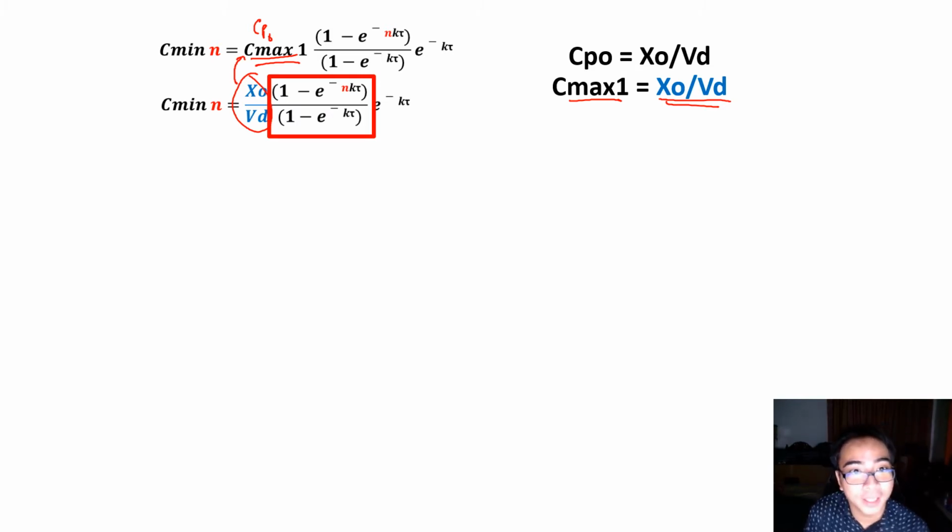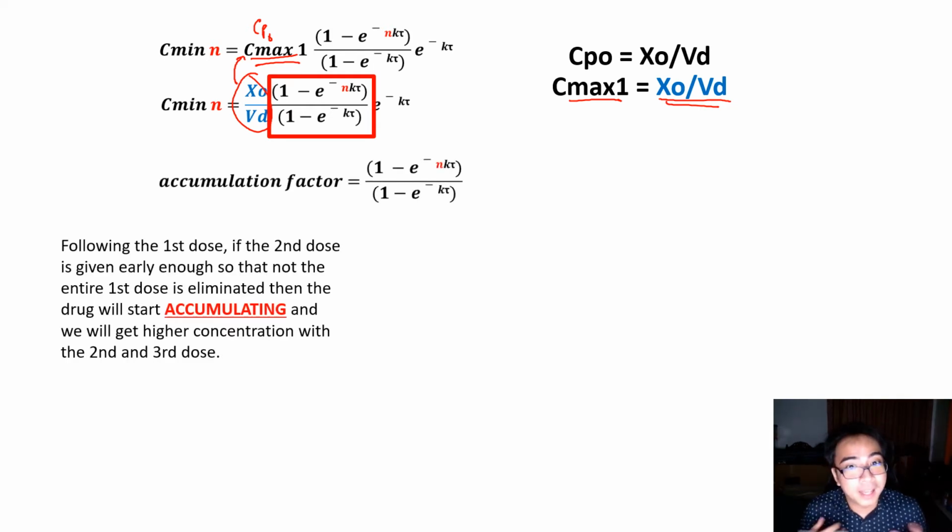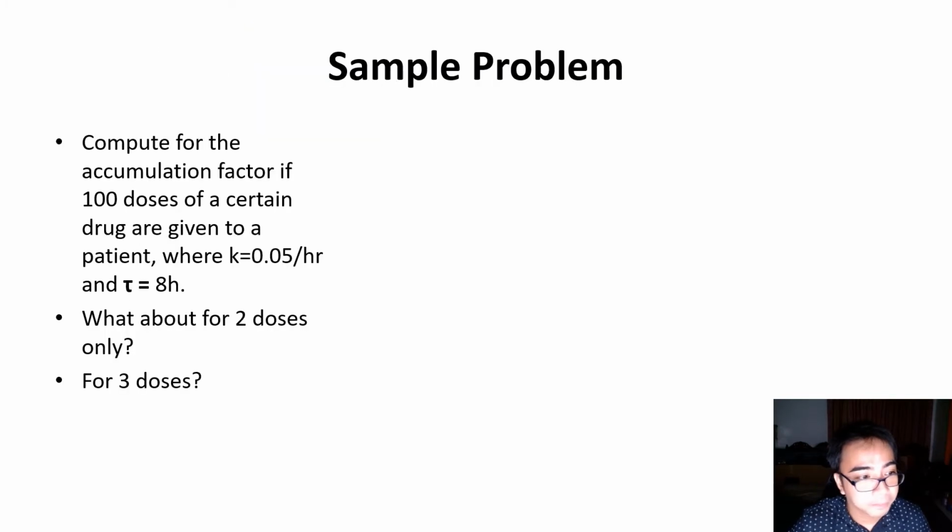Then I told you earlier that this (1 minus e^(-nKτ)) over (1 minus e^(-Kτ)) is simply the accumulation factor. Following the first dose, if the second dose is given early enough so that not all of the first dose is gone, the drug will definitely start to accumulate. Therefore, to determine how much of the drug is accumulating, we need to determine the accumulation factor, and the formula for that is what we have right here. Okay, so let's have a sample problem, class.